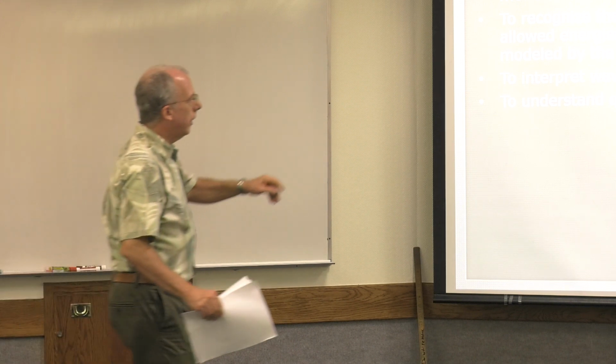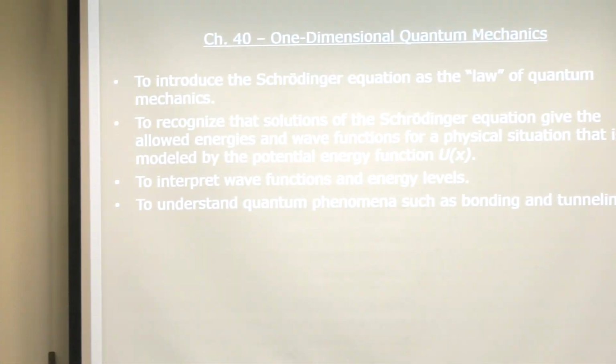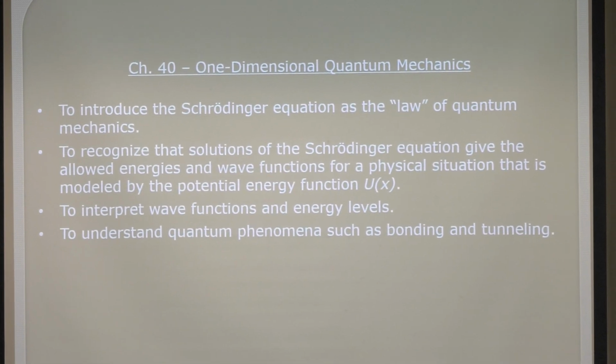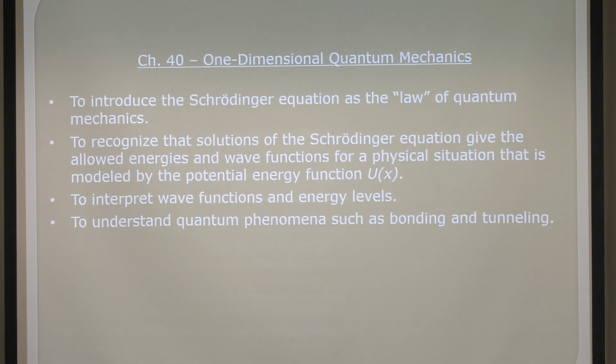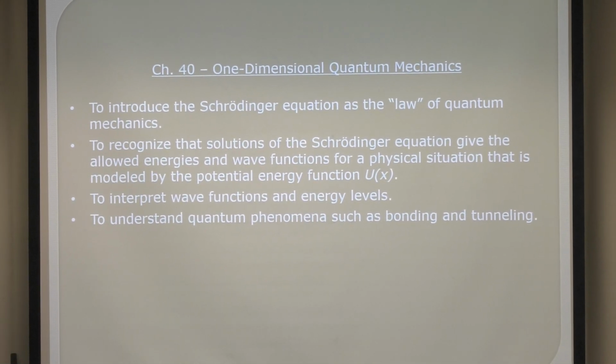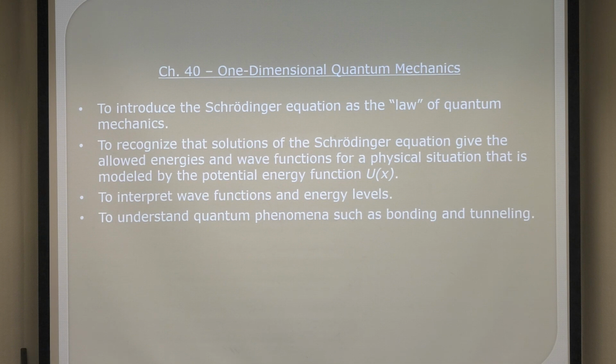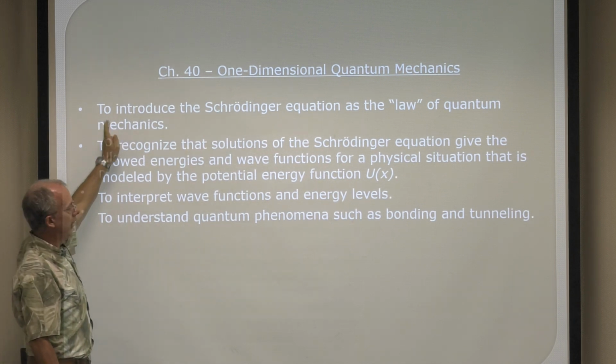So we're going to introduce the Schrodinger equation as the law of quantum mechanics. Last chapter when we talked about the wave function, we talked about the importance of a wave function and what it's used for and all that, but we said, how do you get it? So this chapter we're going to learn how you obtain the wave function. You obtain the wave function by solving the Schrodinger equation.